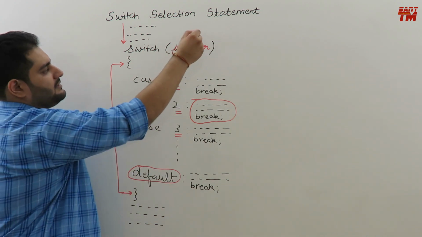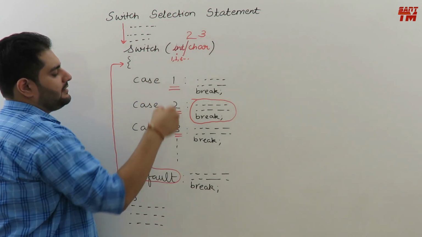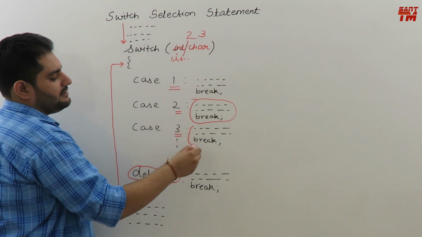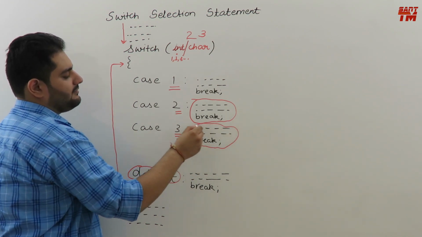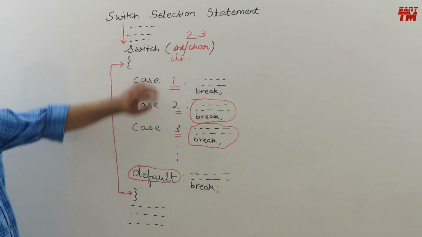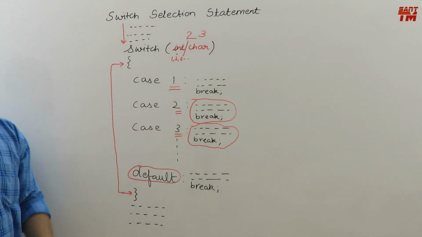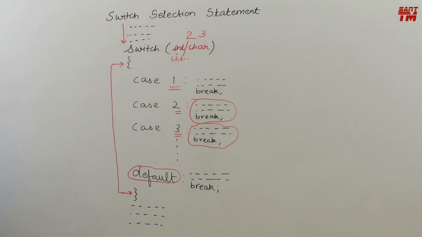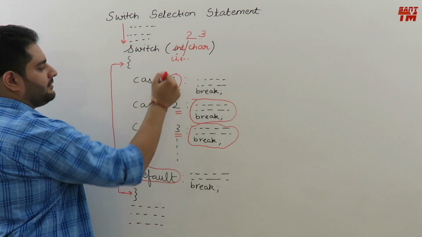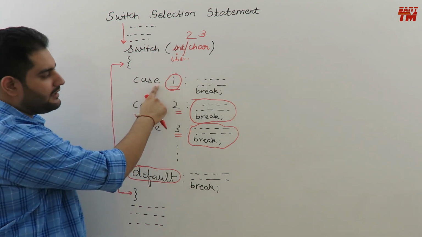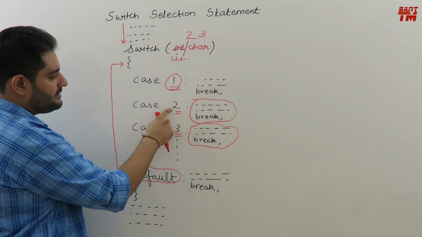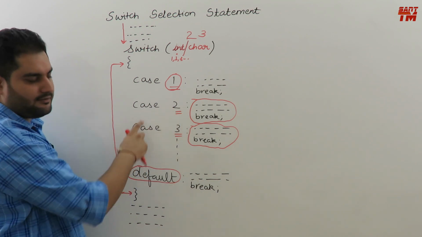If the switch has 3 in the parenthesis, then case 3 will be matched and all the statements related to case 3 will get executed. Similarly, depending on any integer value, that case label will get executed. What are case labels? This 1 is the case label. Case is the keyword and 1 is the case label. 2 is the case label and case is the keyword.